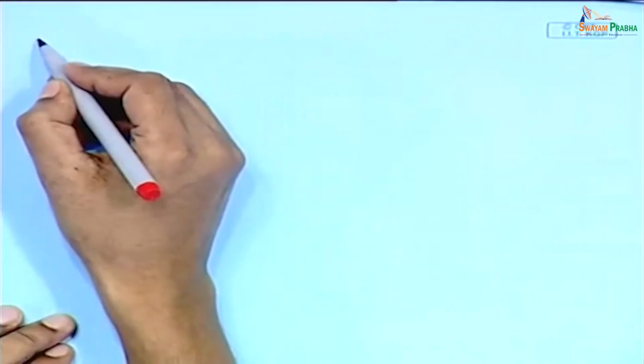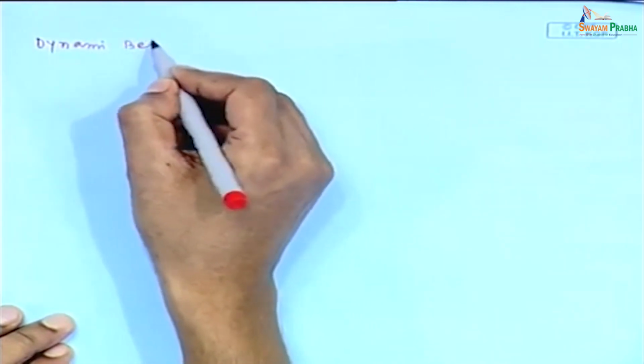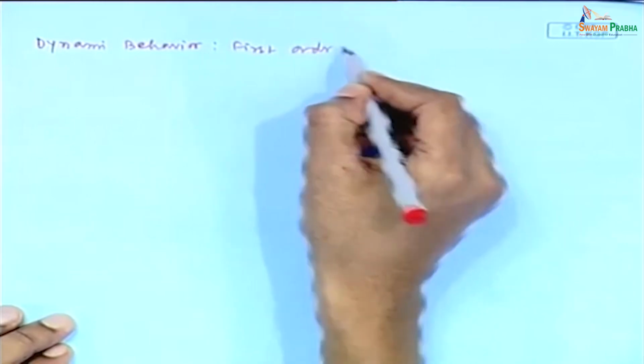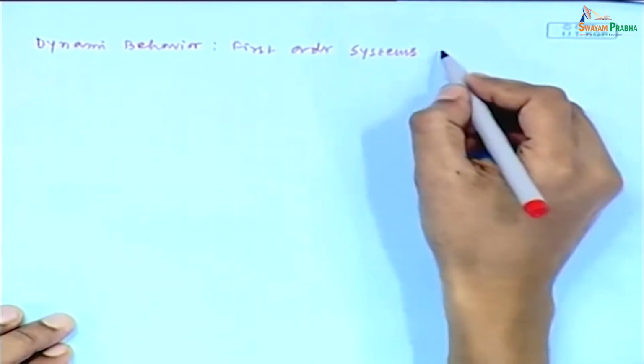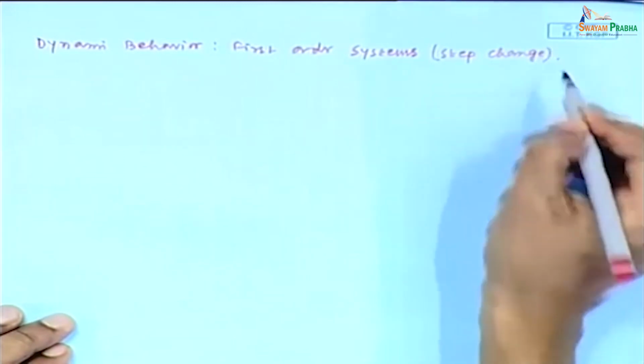Anyway, next we will consider another dynamic study, that is the dynamics of first order system considering step change. Previously we have considered ramp change. So, now we will discuss dynamic behavior of first order systems considering step change.